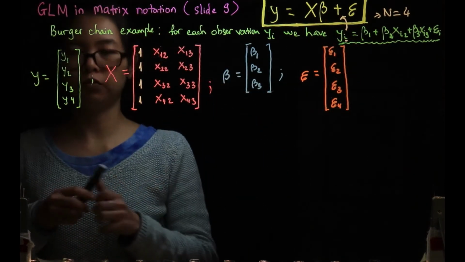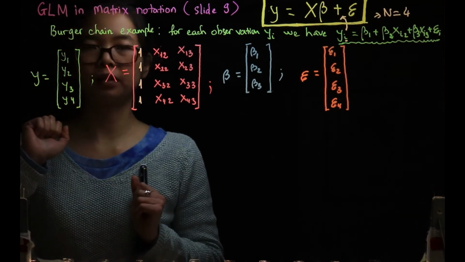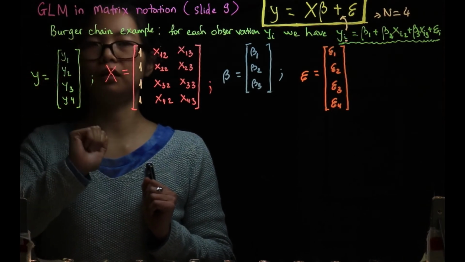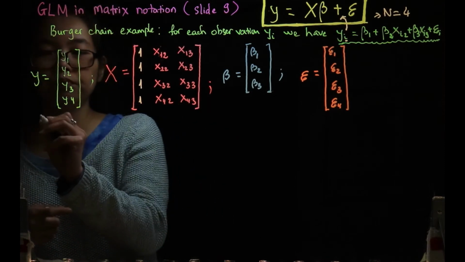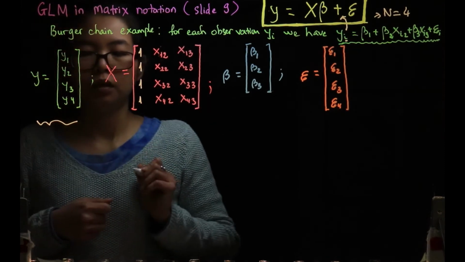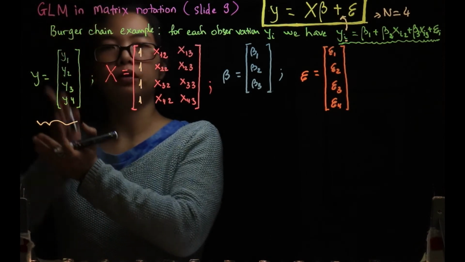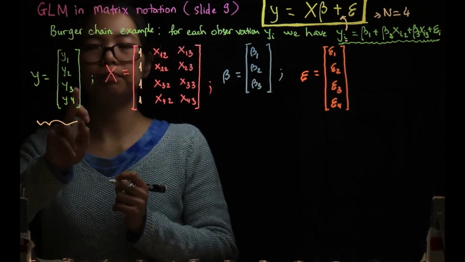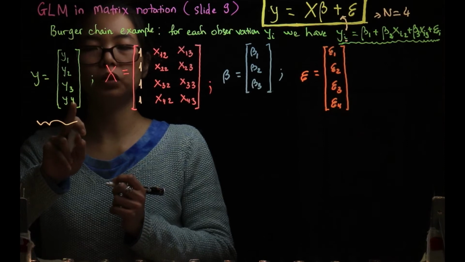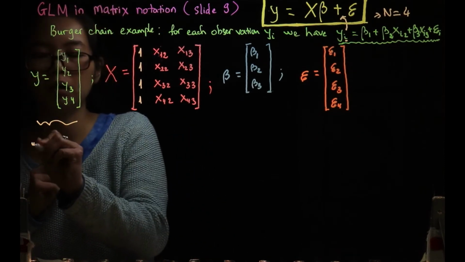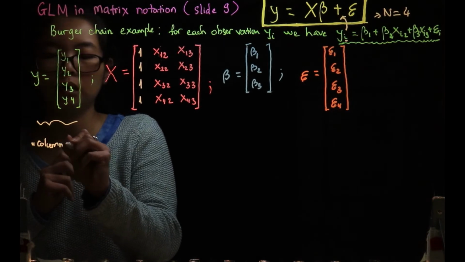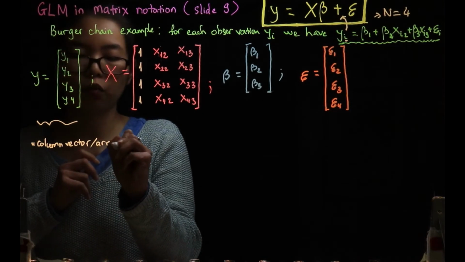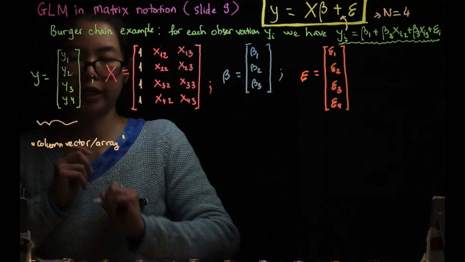So the first one is y, the vector of dependent variables. Vector because we only have 1 dependent variable for now, right? So you call it a vector when it only has either one row or 1 column. So in this case, you have all the observations of dependent variables stacked in 1 column. So it's called a column vector. Or in some software you will see also the word array.